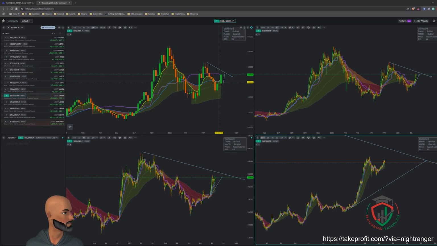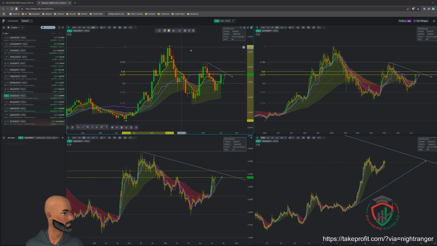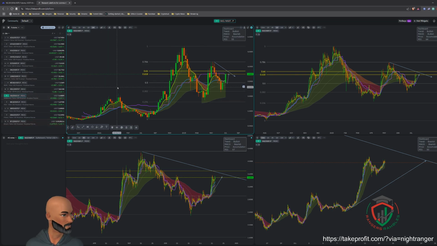Okay, but now if we go from the low to the high, if you look, we're bouncing off the 618 right now. So that's right. If it bounced off 786, it's coming to 382. It bounced off the 382. So we need to see what it does here. It's quite interesting.